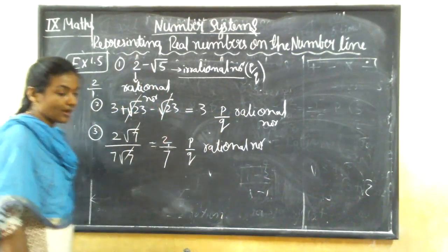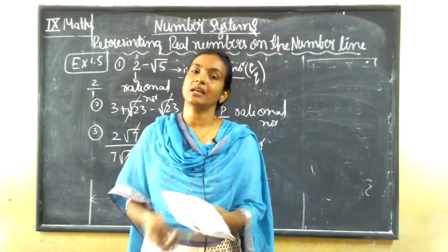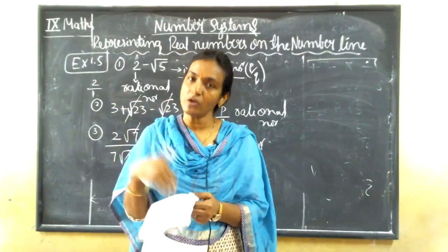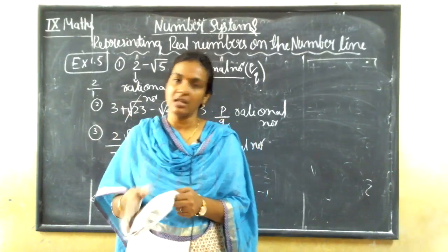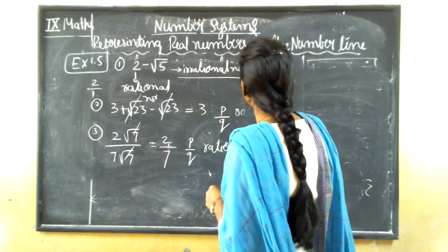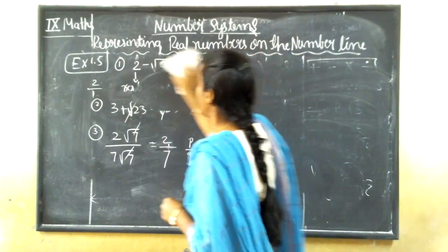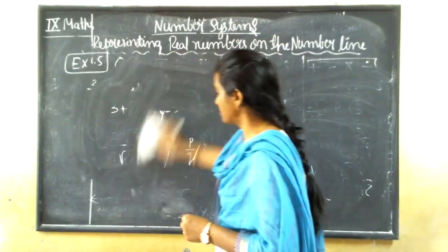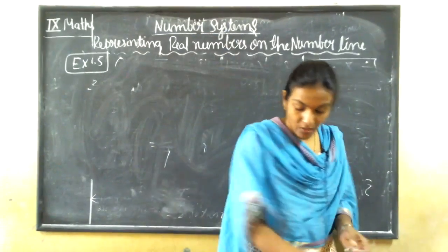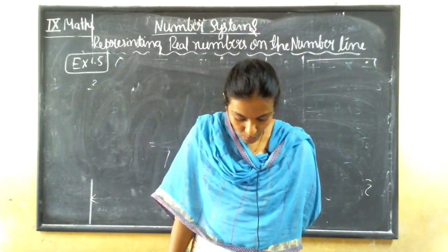Okay, this is how you have to see the problems, and you have to think whether they can be written in the form of p by q or not. If you are not getting them in the form of p by q, then think that it is an irrational number. And one trick you can keep in mind: if you get a prime number inside the square root, then those are irrational numbers.